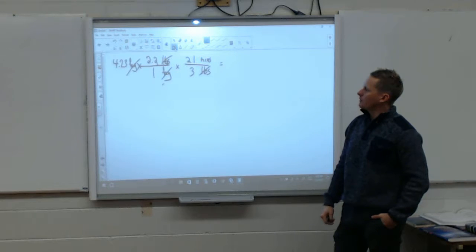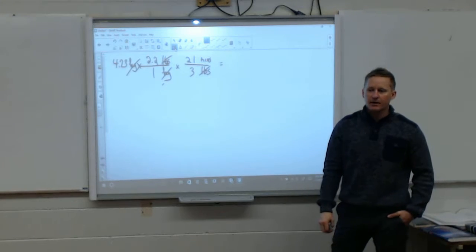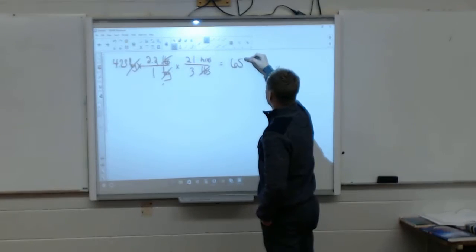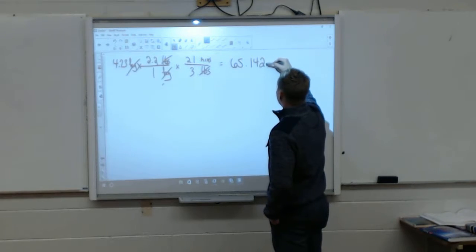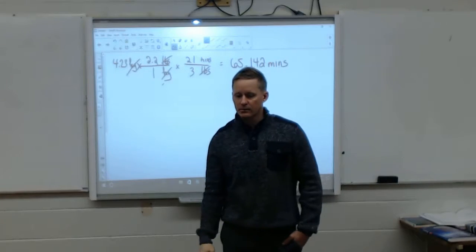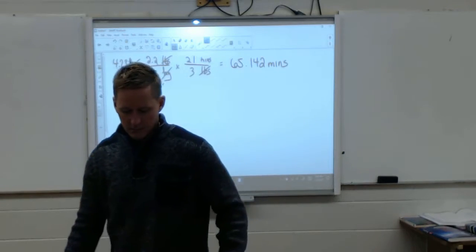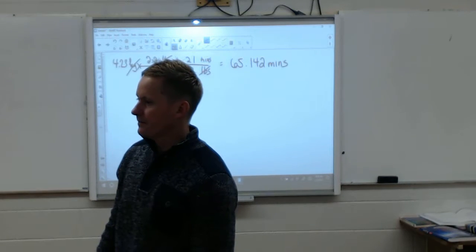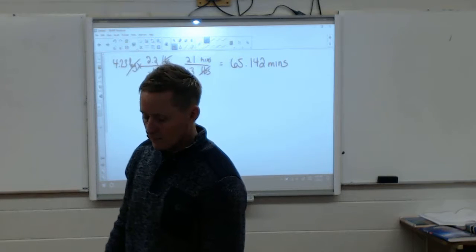So, multiply across the top, divide by the bottom, and what do we get? 65.142 minutes to defrost the turkey. Okay? Questions so far?